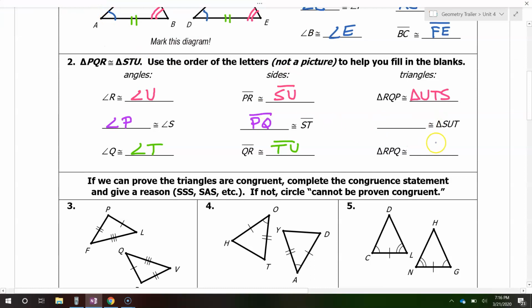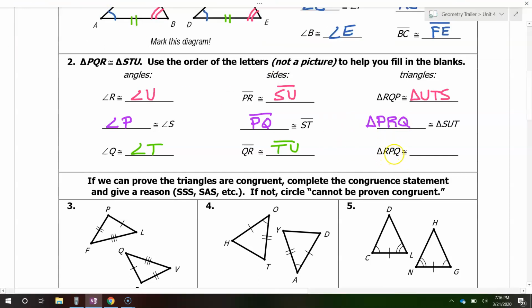On the other hand, if I want to do triangle SUT, S is first, but S goes with P, so that means P goes first. Next we have U, but U is congruent to R, so that means R goes next. And then we have T. T is congruent to Q, so that means Q goes last.